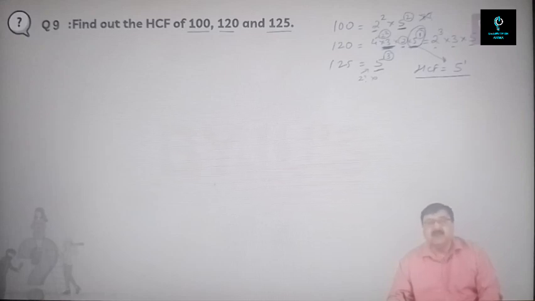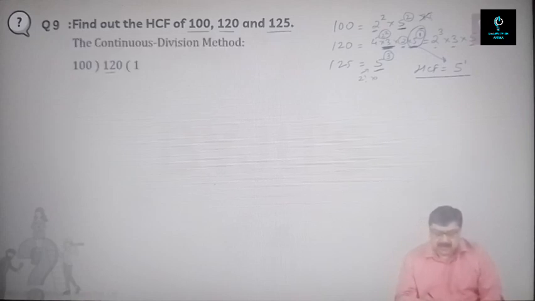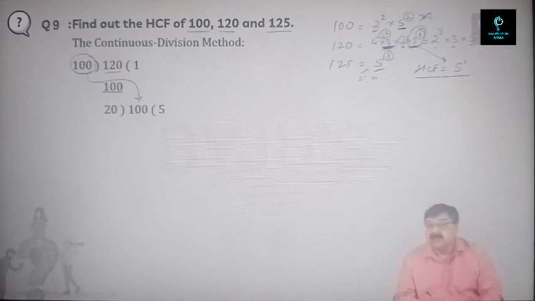Now we can also solve this using continuous division. Now how should we use continuous division for three numbers? Take any two numbers. One should be bigger than the other, 120 and 100. The 100 divides 120, goes by 1. Remainder is 20. So the first divisor becomes the dividend and the first remainder becomes the second divisor. Now 20 divides 100, goes by 5 and you get a 0. So whichever divisor gives you 0 at the end is the HCF.